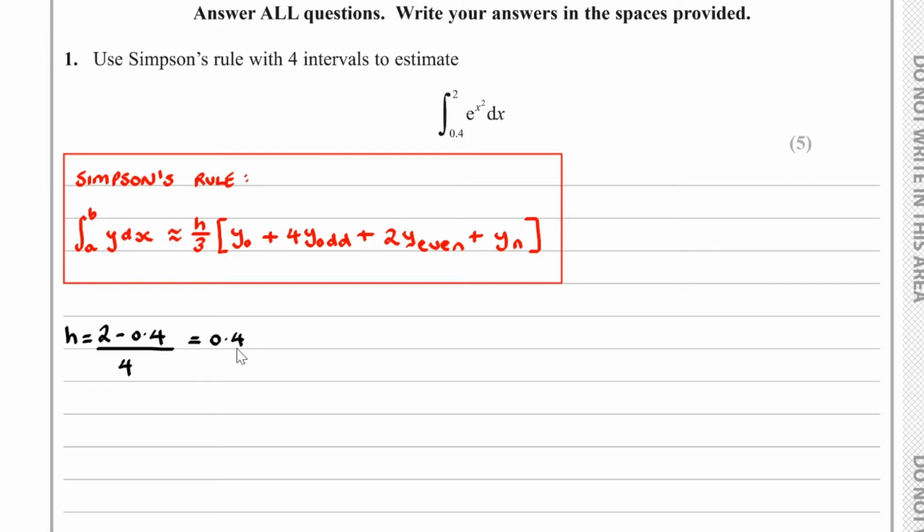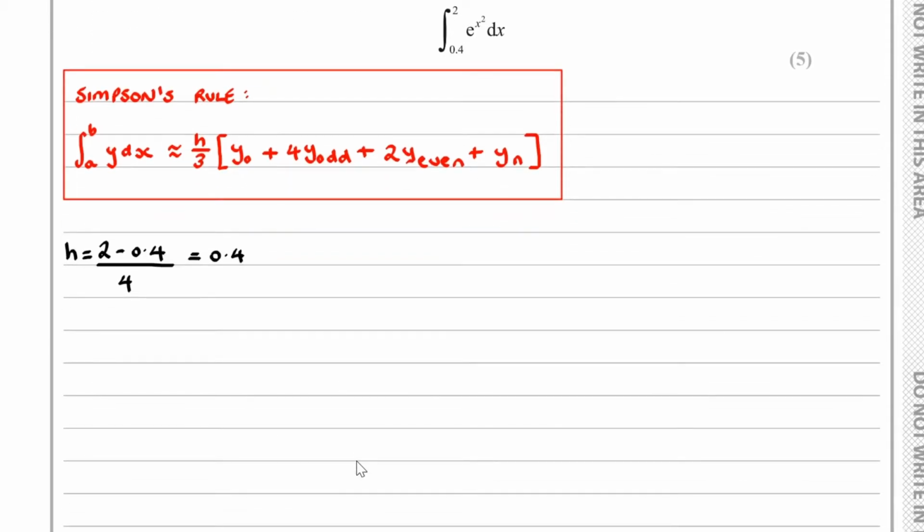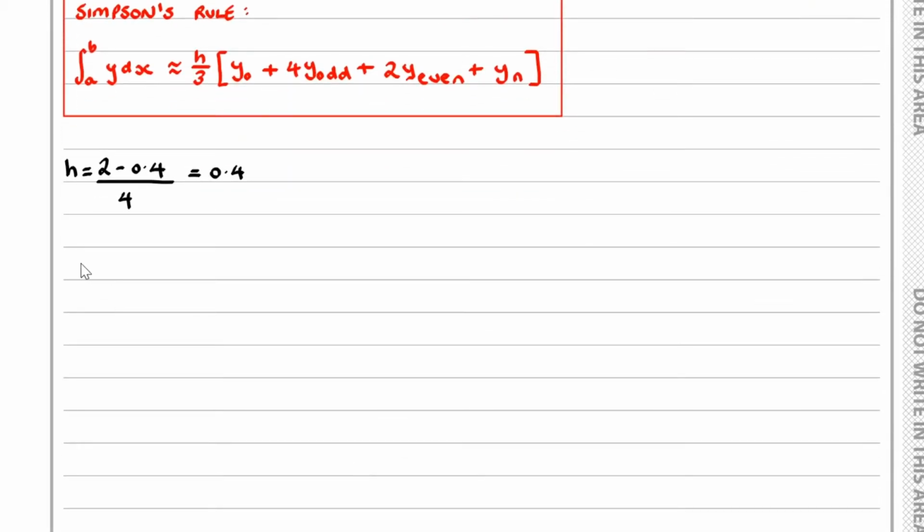Okay? Now we need to construct a table with x and y values. So let's quickly do that. We have our x values. We begin at this lower limit 0.4 and we go up in values of 0.4. So we have 0.4 to begin with, then 0.8, then 1.2, then 1.6, and then 2.